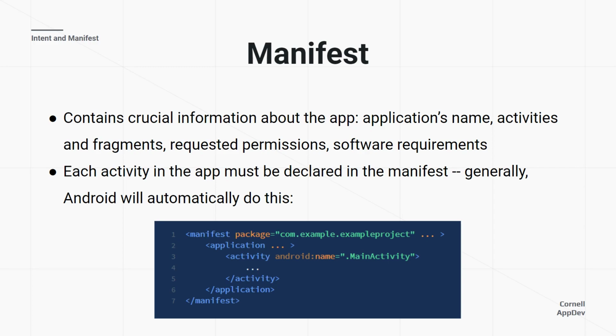Every activity that you decide to have in your app must be declared in a manifest. Generally, this is done automatically, but it's not always guaranteed. So if your app is not working, it's really important that you check your manifest and make sure that your activities, and also fragments and other things to declare, are inside the manifest. So this is roughly what it'll look like inside a manifest. For the most part, you won't be modifying this.